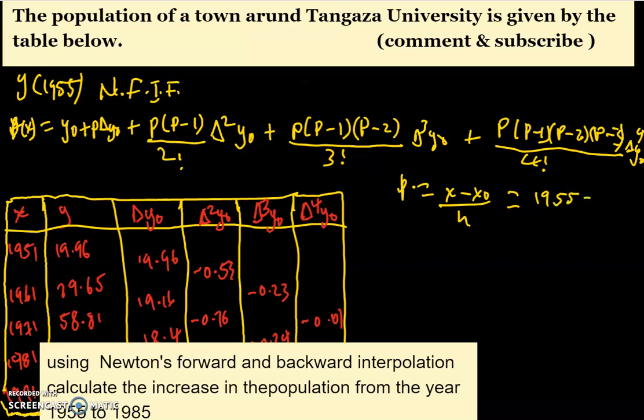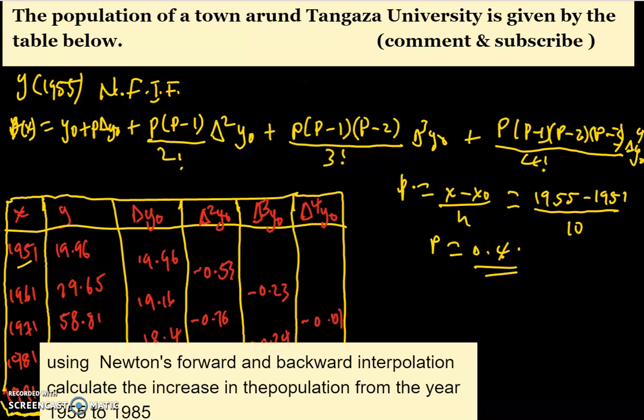1955 minus x naught, this first value, and the first value is 1951. This is our x naught. We plug it here, 1951. Divide this by the interval, the equal interval. If you check the equal interval between 1961 and 1951, it will be 10. So divide this by 10. If we do this, our p will be equal to 0.4.